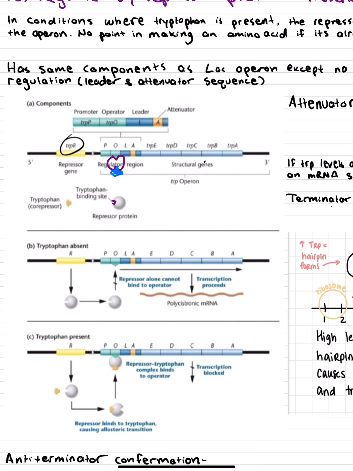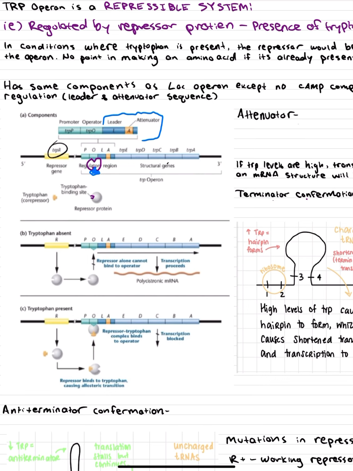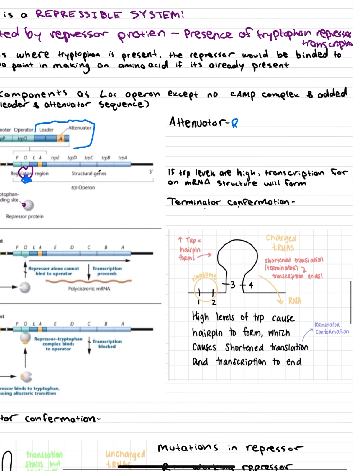Now, the difference in the operon is, apart from the structural genes, the added layer of regulation, which is the leader and attenuator sequence. So the attenuator is a regulatory mechanism in the tryptophan operon that helps control if transcription occurs depending on the levels of tryptophan. And this is a secondary level of regulation.